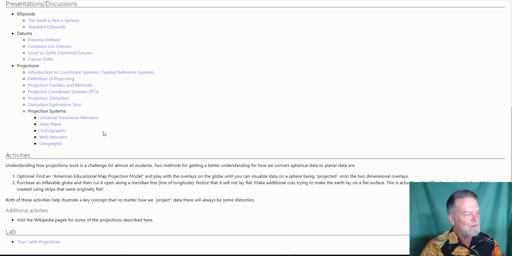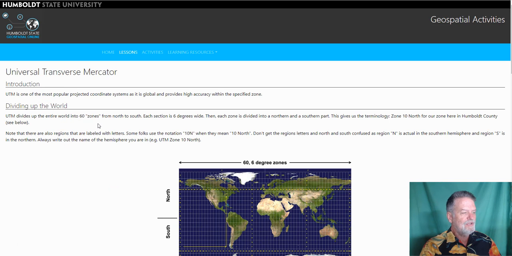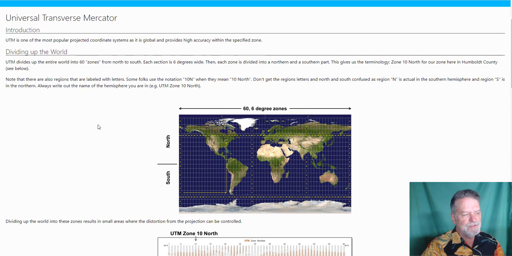Okay, we've talked about projections, different projection methods and families. When we're working with spatial data and research, there's really only a few projection methods that we use, and we typically use them within a projection system. So I'm going to cover some of those now. UTM is the one you will probably use the most.